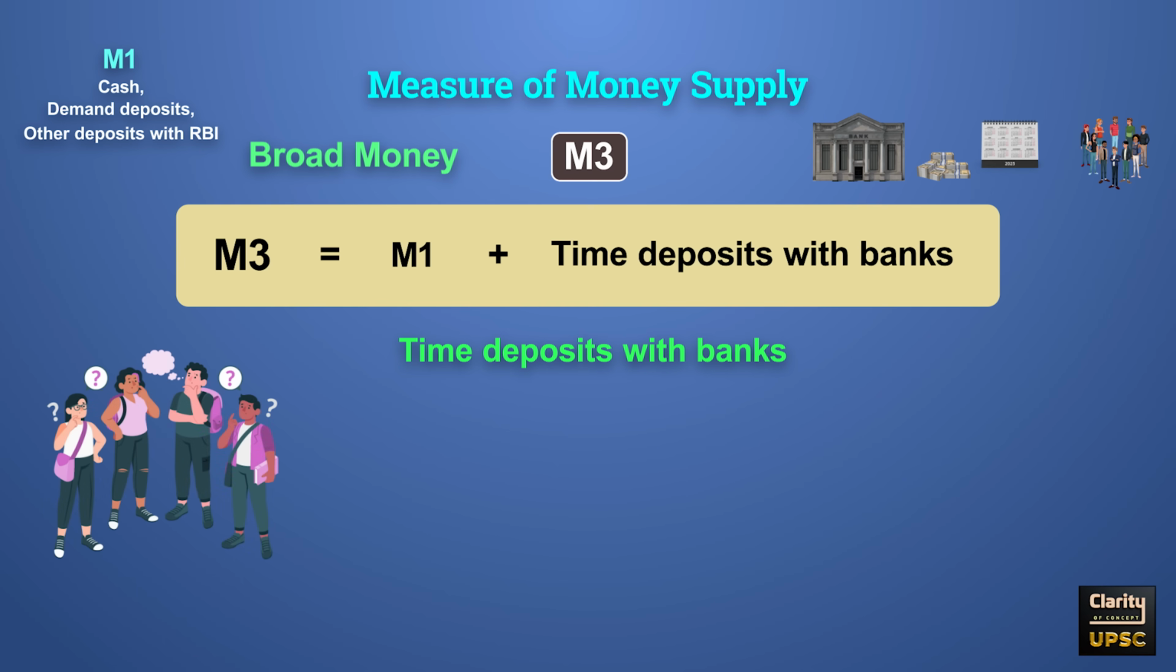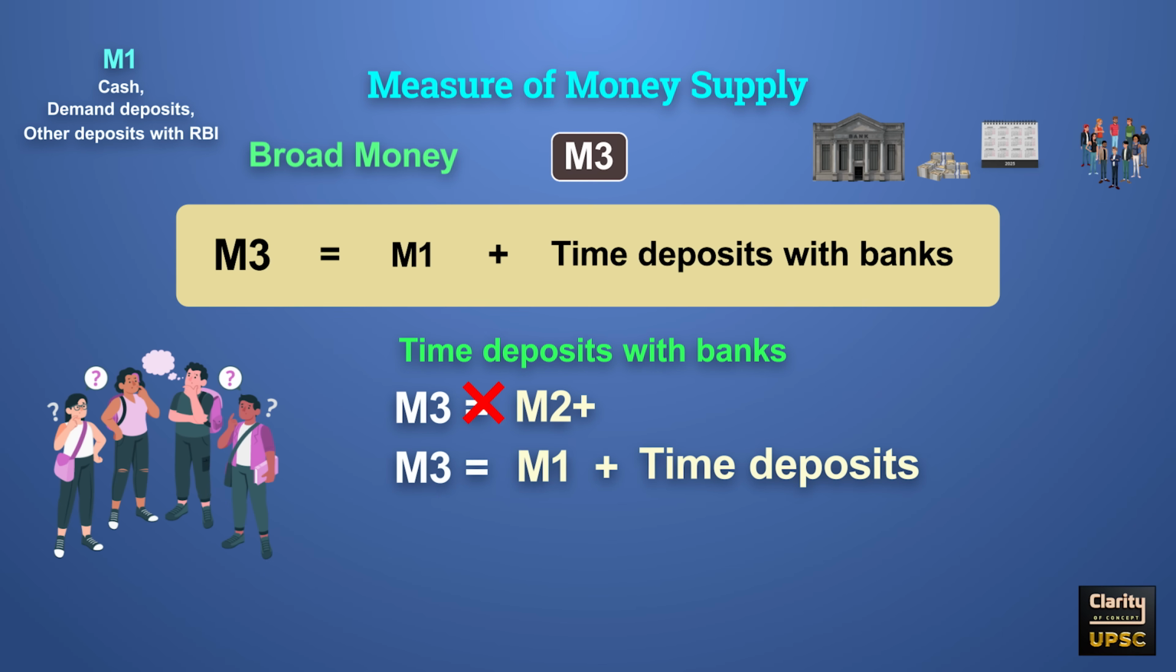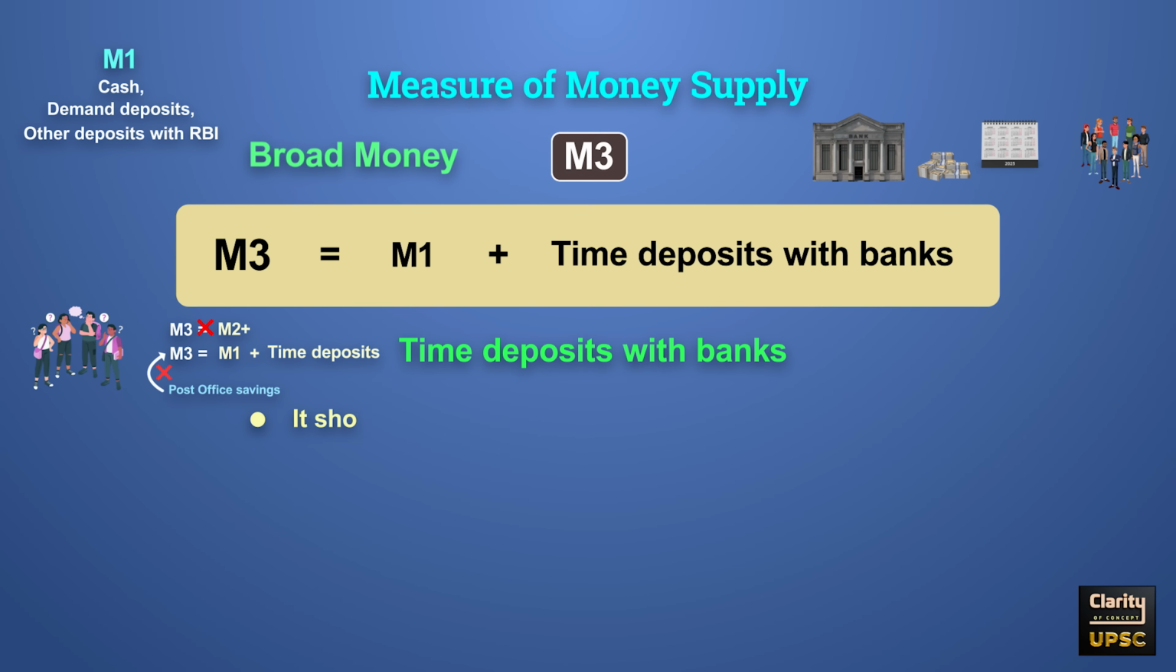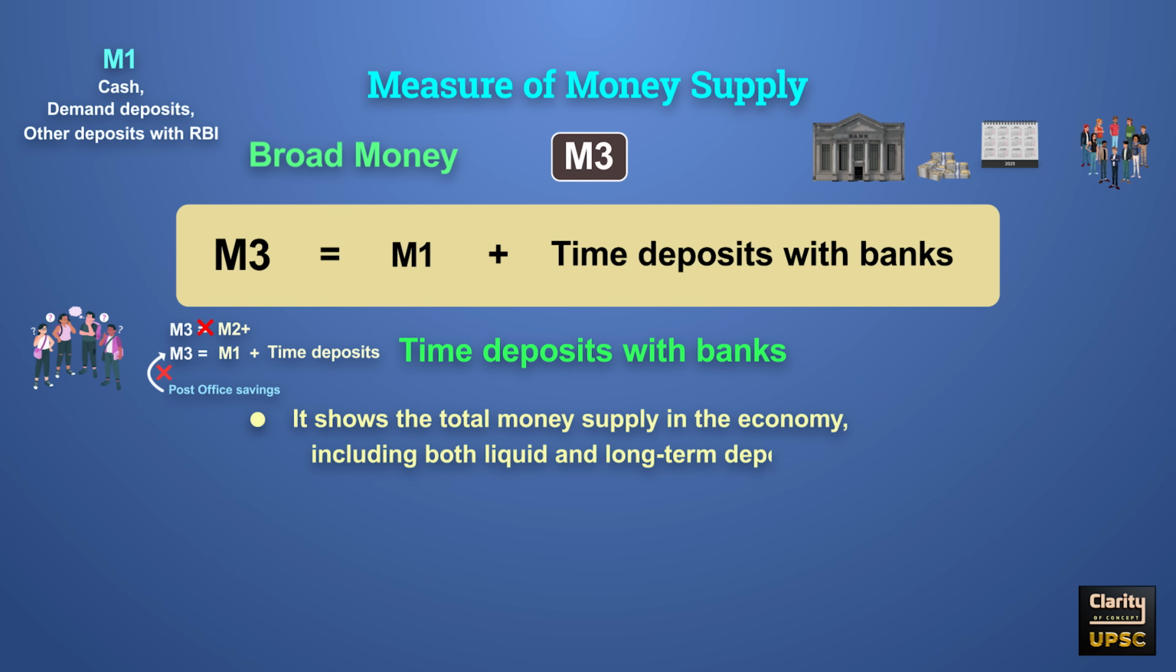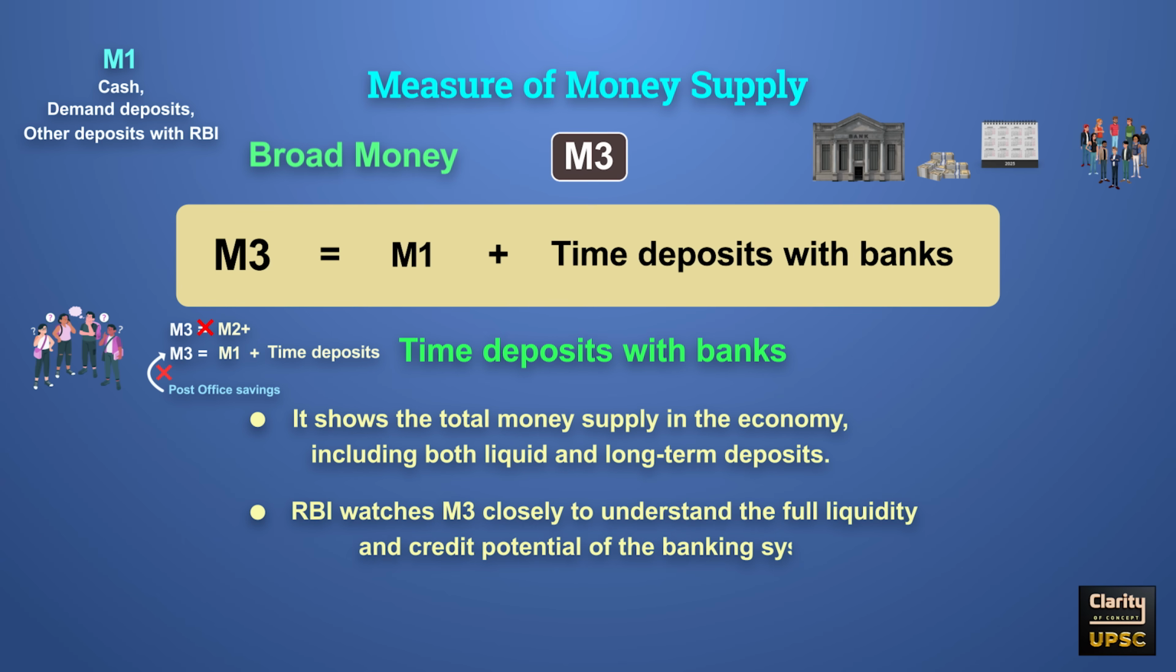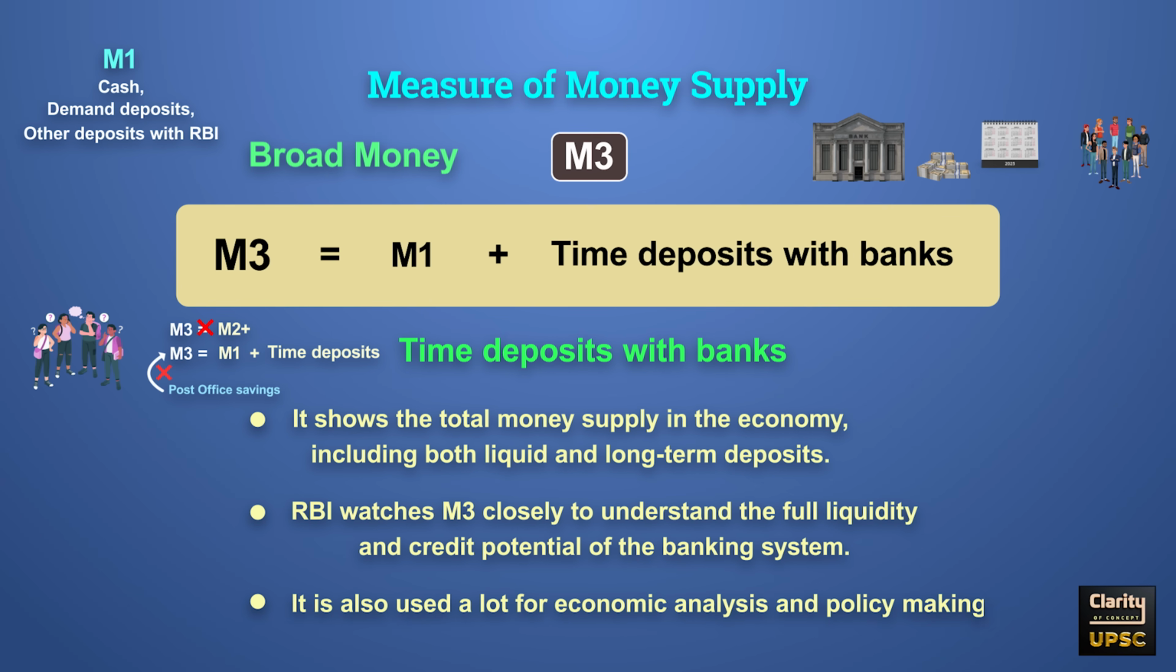Many people get confused here. They think M3 is M2 plus something. But that is wrong. M3 is actually M1 plus time deposits. Post office savings are not added to M3. M3 is very important. It shows the total money supply in the economy, including both liquid and long-term deposits. RBI watches M3 closely to understand the full liquidity and credit potential of the banking system. It is also used a lot for economic analysis and policy making.